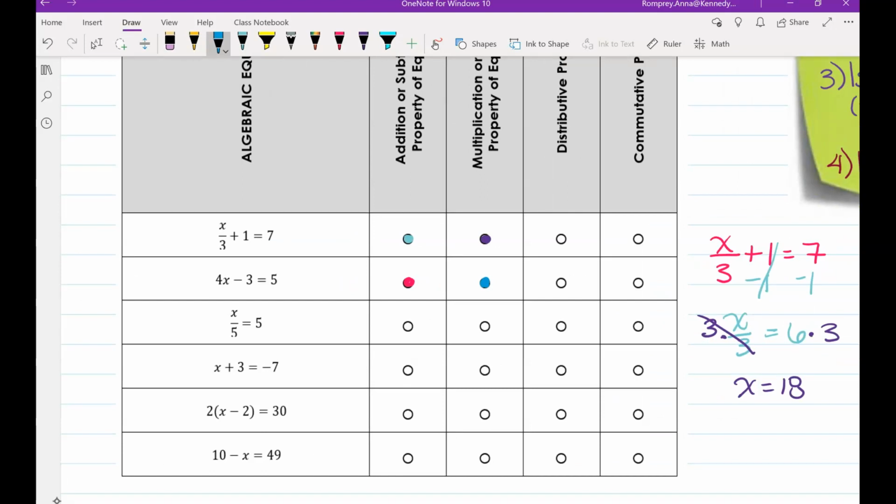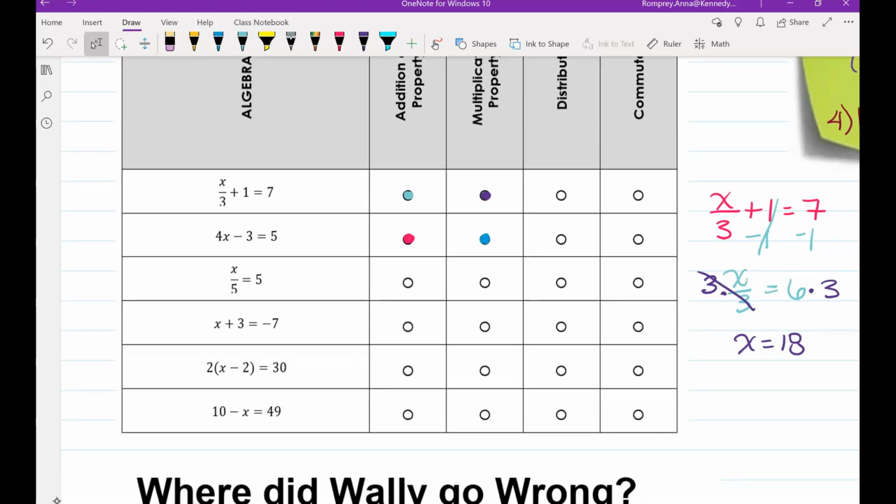X divided by 5 equals 5. Okay, this one's tiny, so I'm going to keep it over here. So x divided by 5, we only have one thing to undo. So what's the inverse of division? Multiplication. So x divided by 5, so we're going to multiply by 5. So x equals 25. Easy peasy.